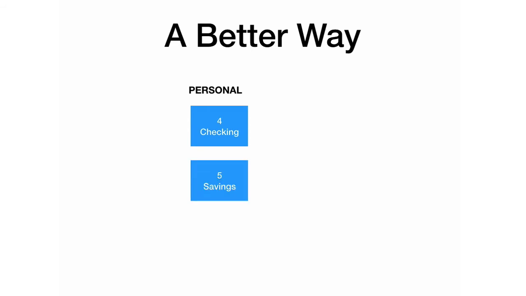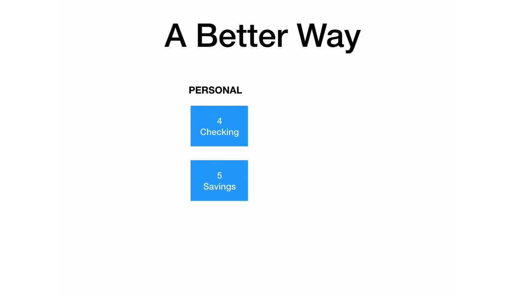Now, there is a better way to do it. It goes a bit like this. You're going to set up your personal accounts, which maybe you already have, and you're going to have a checking account. Now, I've numbered this one 4. You'll see why in a minute. And a savings account. Now, this can be any kind of savings account, really.